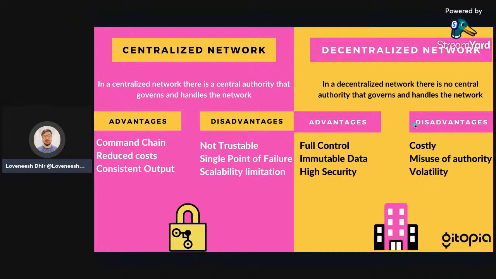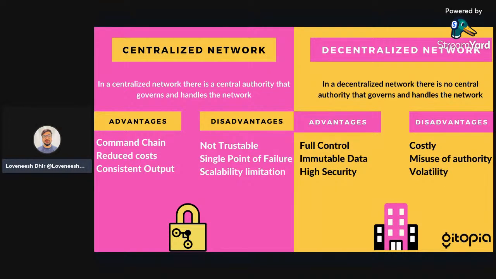These decentralized networks are a bit costly compared to centralized networks. This is because it requires setting up a system that can make communication more automatic. Another disadvantage is misuse of authority. As the users are sole owners of data, they can sometimes misuse their authority as well.